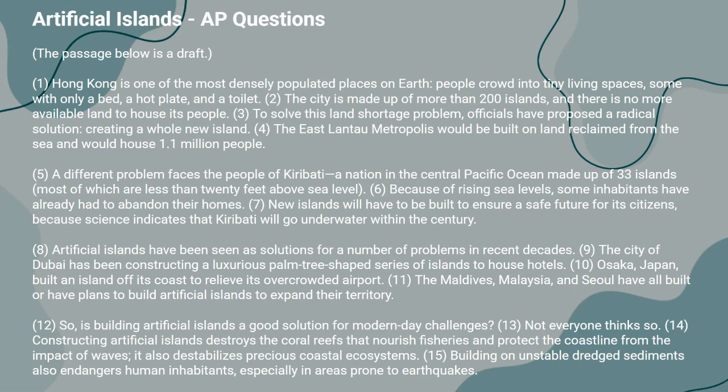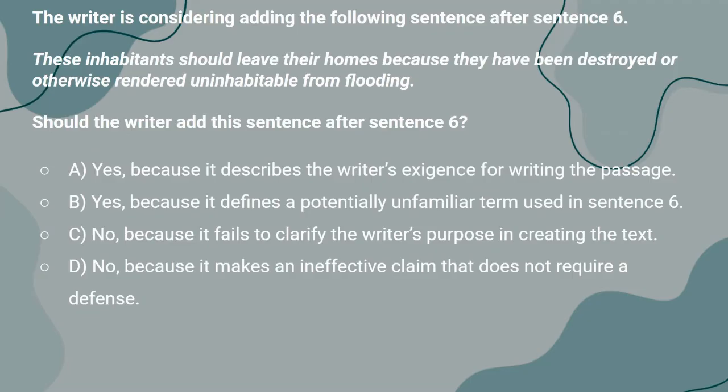Okay, so I'm hoping you all read it. If not, just pause it, and we're going to move on to the AP questions now. As you most likely have read, this piece is about building another artificial island off the coast of Hong Kong to help spread out people, but there are good and bad arguments. Question one: the writer is considering adding the following sentence after sentence six. These inhabitants should leave their homes because they have been destroyed or otherwise rendered uninhabitable from flooding. Should the writer add this sentence after sentence six?